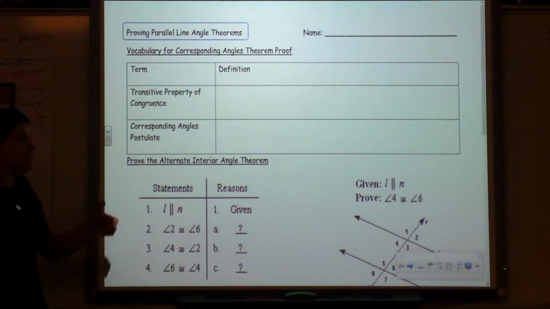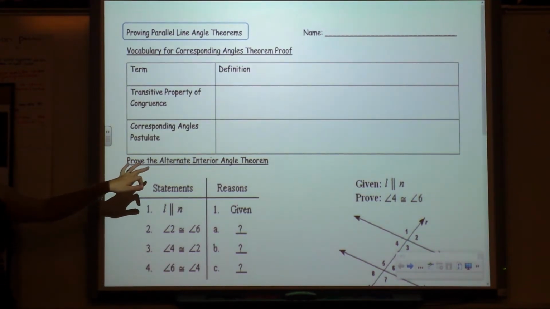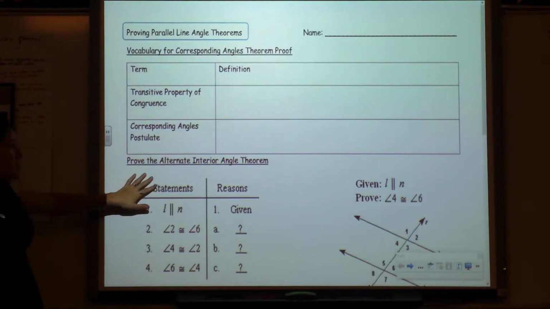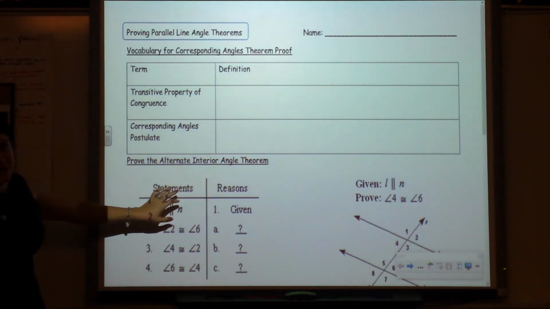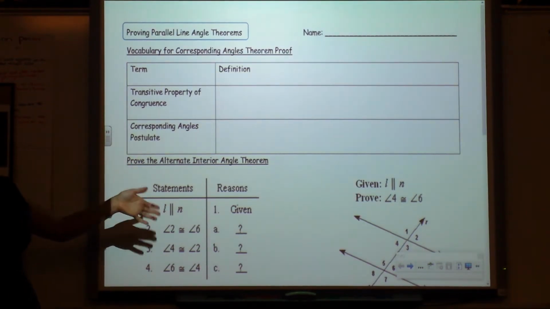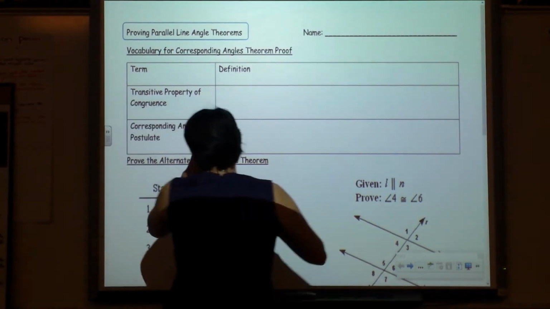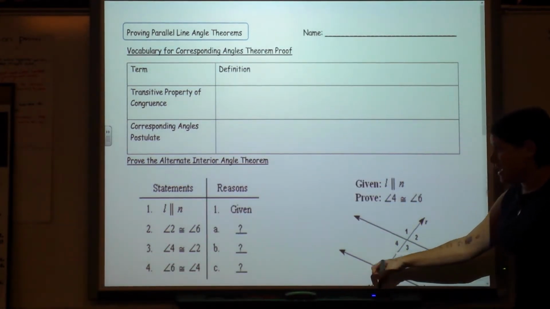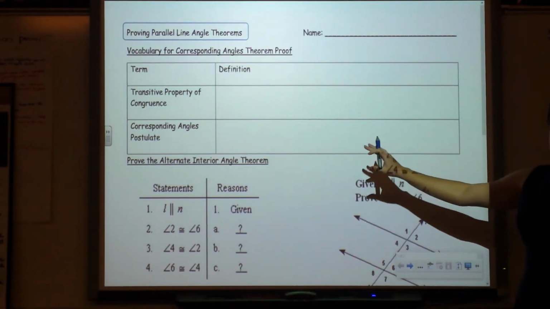Alright guys, so this is the next section. For this section we're going to be proving two more theorems. The first one is proving the alternate interior angles theorem, and then we're going to talk about, it's not really a proof, but we're going to talk about why corresponding angles are congruent. So, for some definitions, and again we're just going to use these definitions in our proofs here.